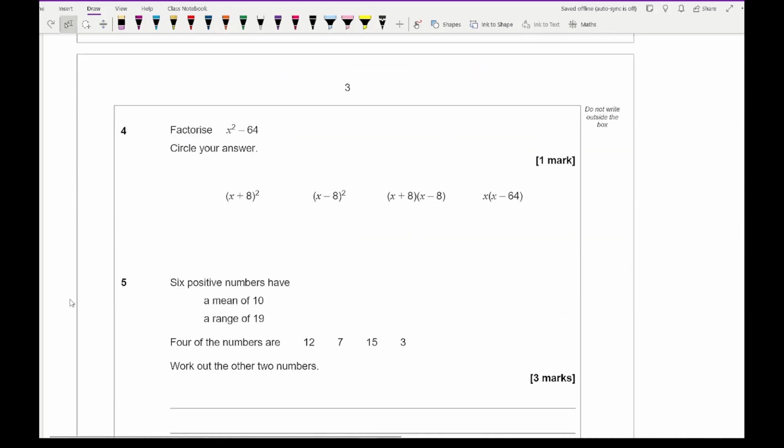Moving on to question 4, it says factorise x squared minus 64, and you should be able to spot that this is going to be a difference of 2 squares. What do you have to square to get x squared? Well, that's going to be x. What do you have to square to get 64? 8. One's a plus, one's a minus, and that matches our third option.